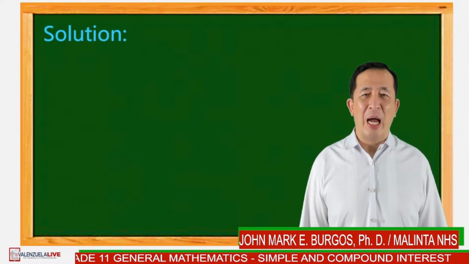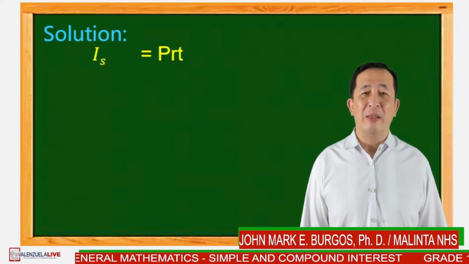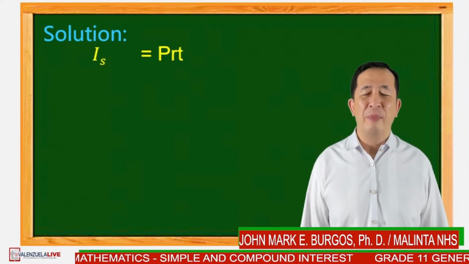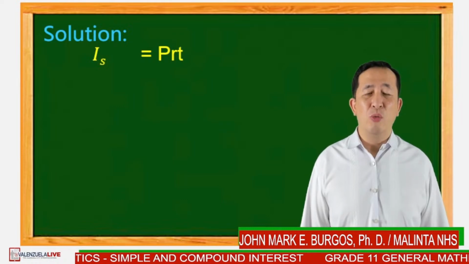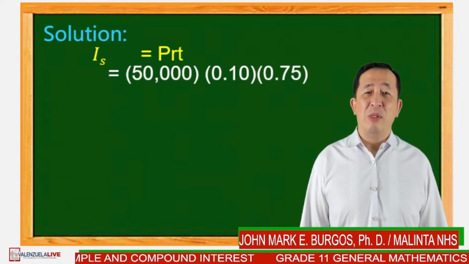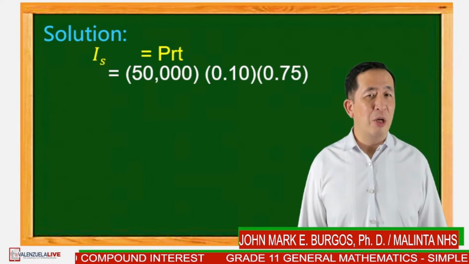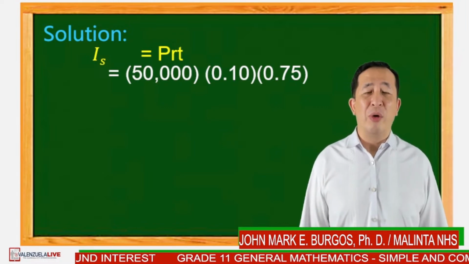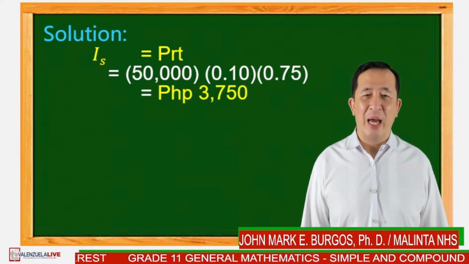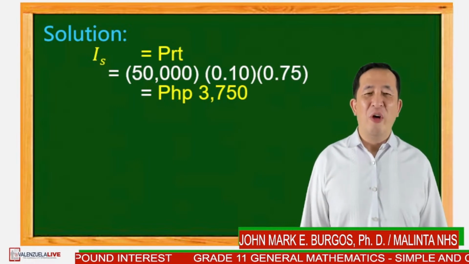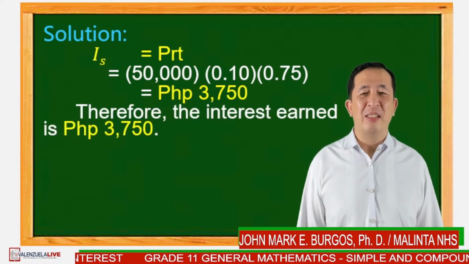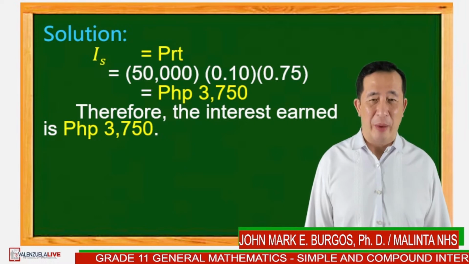Using the formula I = P times R times T, substituting the values, we have 50,000 times 0.10 times 0.75. The interest will be 3,750 pesos. Therefore, the interest earned is 3,750 pesos.